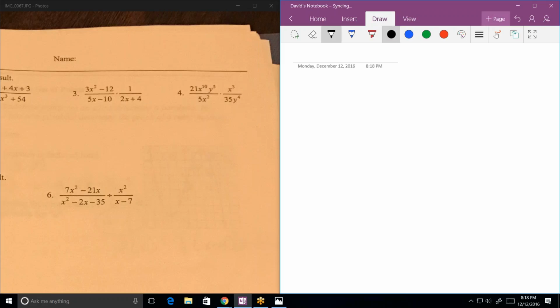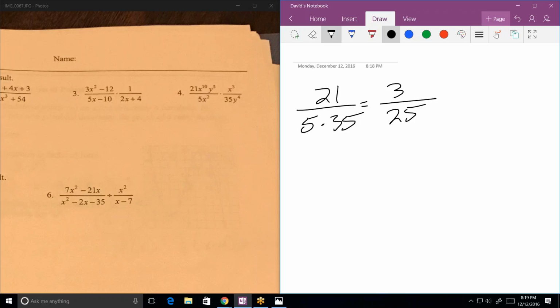So what's 21 over 5 times 35? Can I simplify that at all? I can divide this by 3 or 7. Oh, I can divide it by 7. 7 times 3 is 21. So 3 over 5 times 5 becomes 3/25. And that takes care of all the numbers. Takes care of the 21, the 5, and the 35.